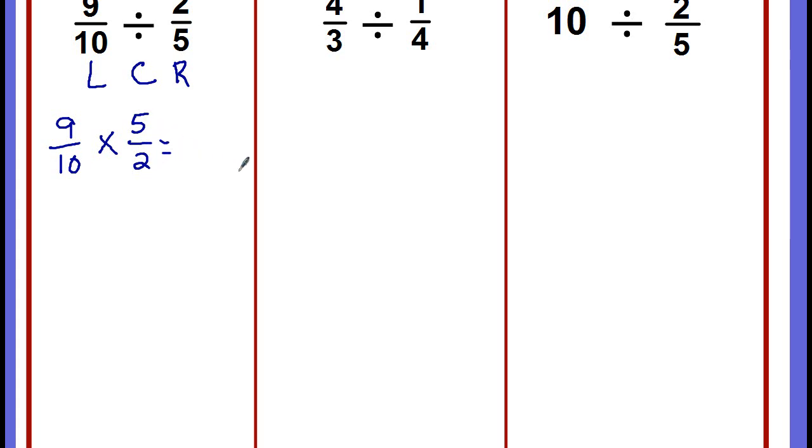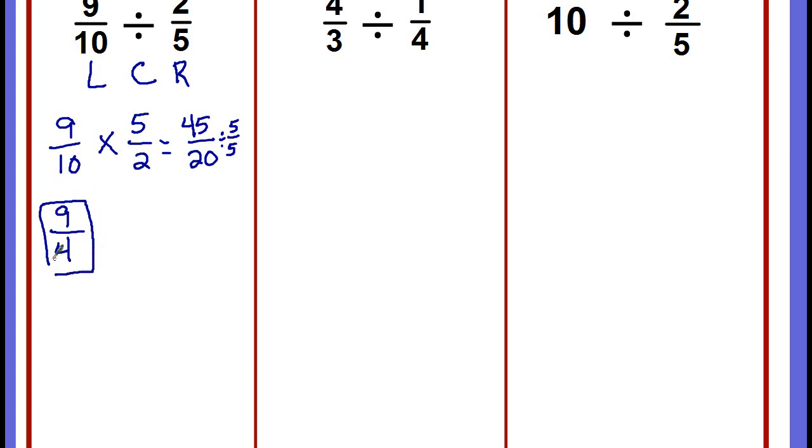And now we just multiply like normal. Multiply your numerators. 9 times 5 is 45. Multiply the denominators. 10 times 2 is 20. But we're not done, because we need to simplify. As always simplify your fraction answers. I can tell 5 is a common factor, so I'm going to divide both by 5. 45 divided by 5 is 9. 20 divided by 5 is 4. And this is as simplified as you can get.